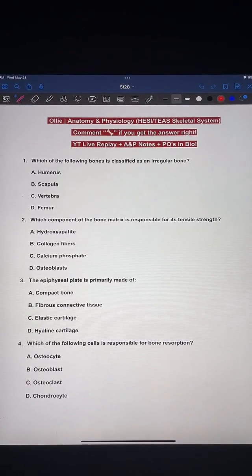Hello everybody, welcome to another TikTok Anatomy and Physiology live stream today. Today we are doing the skeletal system for the HESI and undergraduate anatomy and physiology.